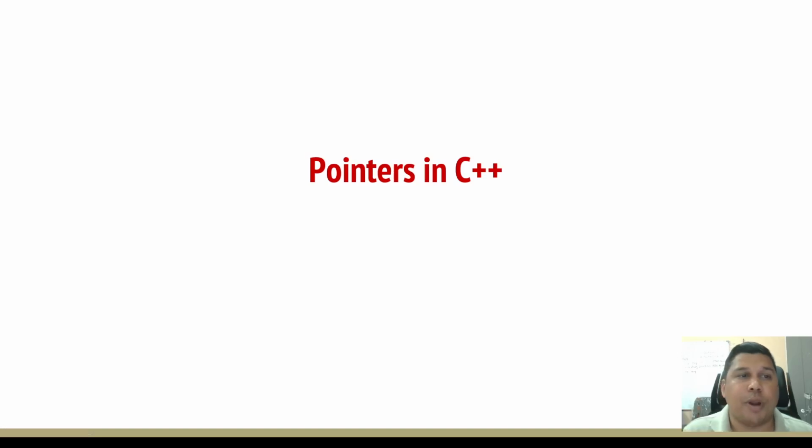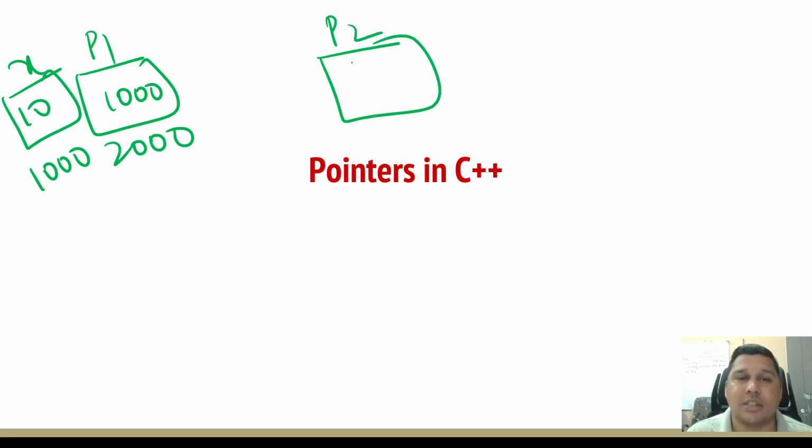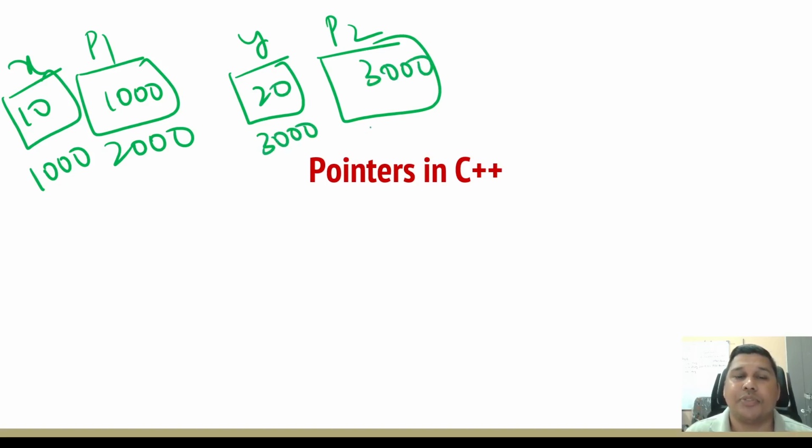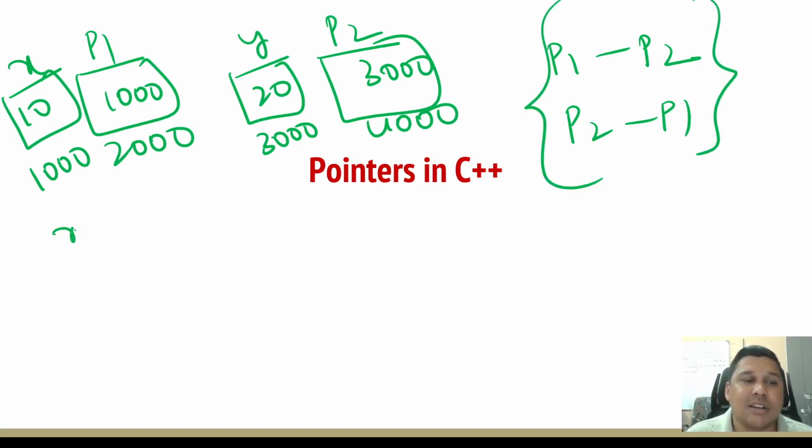So for this problem which we have seen, P1 contains 1000, and it has address 2000. We have variable X which contains 10, address is 1000, and P2 contains the address of variable Y. It contains 20, its address is 3000. So P1 minus P2 or P2 minus P1, what is the value? How to find out the difference between two pointers? X and Y are integer variables here.